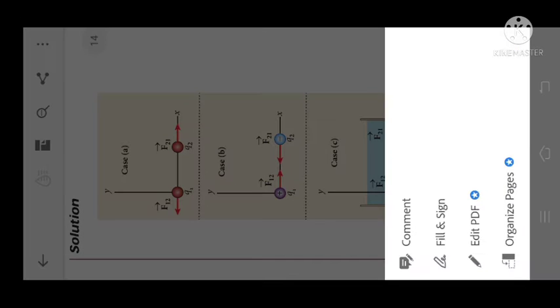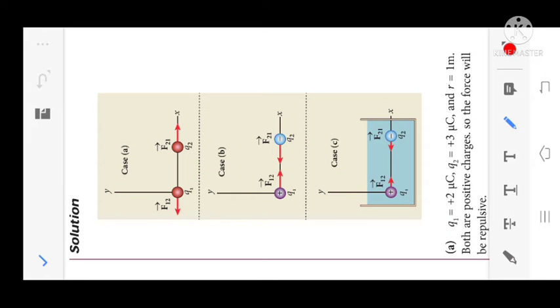We know what F21 means: it is the force acting on charge 2 due to charge 1. So the first charge pushes the second charge, so the charge moves in this direction. Similarly, what is F12? It is the force acting on the first charge due to the second charge, so the first charge moves away in this direction, and that's why the force direction is also like this.